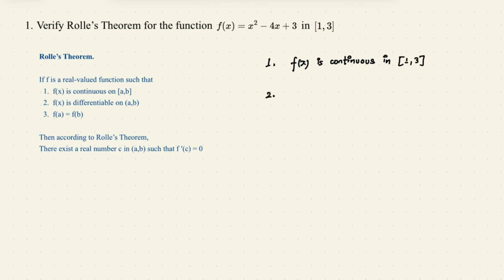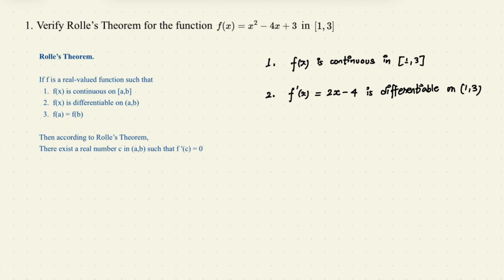Second point, that f(x) should be differentiable on the open interval (1, 3). So for that we need to differentiate the given function. Let us differentiate both sides with respect to x. Then we get f'(x) = 2x - 4. Now since f'(x), that is 2x - 4, is defined for all values from 1 to 3, hence it is differentiable on the open interval (1, 3).